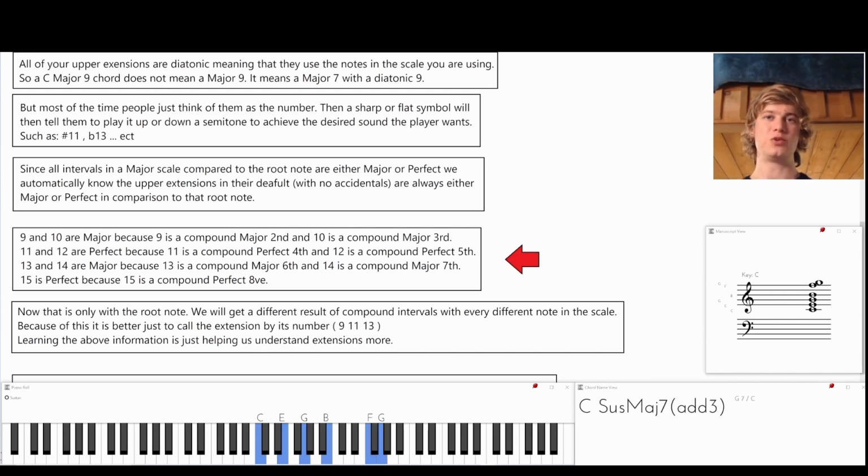Then 11 and 12 are perfect compound intervals because they're using the same notes as the perfect fourth and the perfect fifth, just a higher pitch version. Then my 13th and my 14th are going to be major because they're just using the same notes as my major 6th and my major 7th. Now if I have my 15, that is perfect because my 15 is a compound perfect octave. So it's using the same note as if I just had an octave, but one octave higher than that.